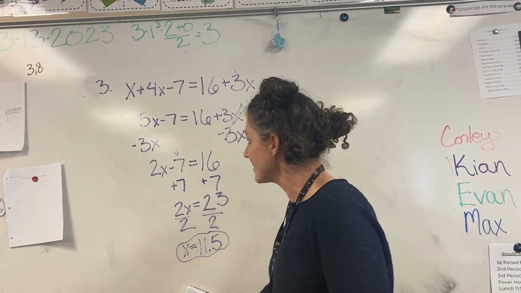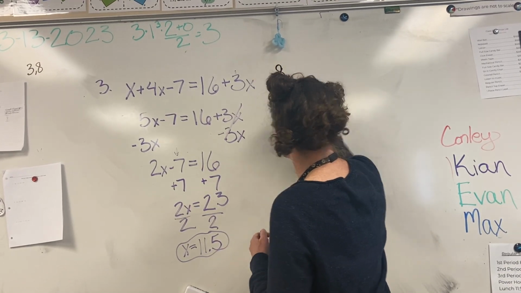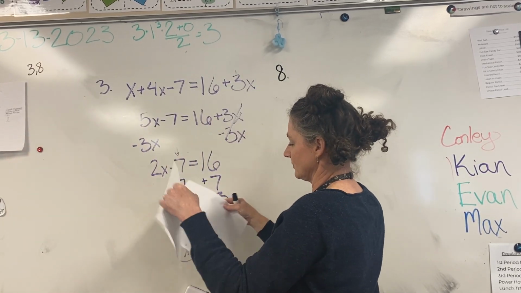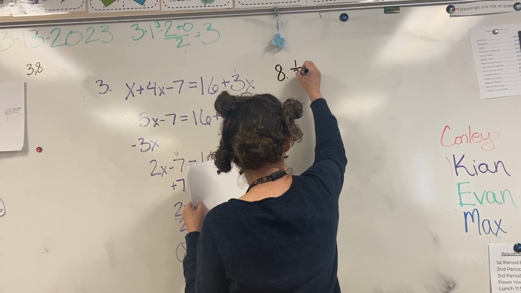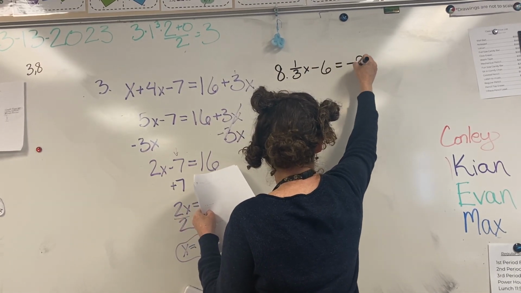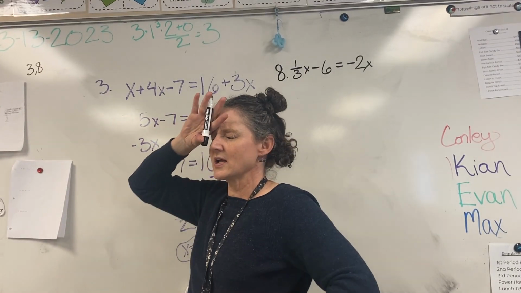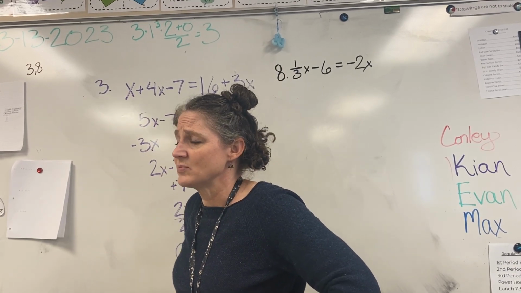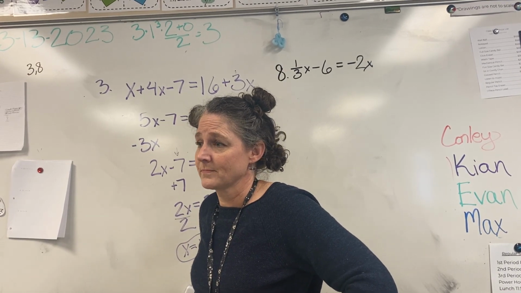All right, you guys ready for number 8? Number 8 has a unique first step. There are only 3 of these, and I'm doing one of them for you. So we have 1/3 x minus 6 equals negative 2x. How many of you woke up this morning and said, oh my gosh, if only I could add and subtract with more fractions in these linear equations, I would be more fulfilled as a human being than I am now? No. Anybody?